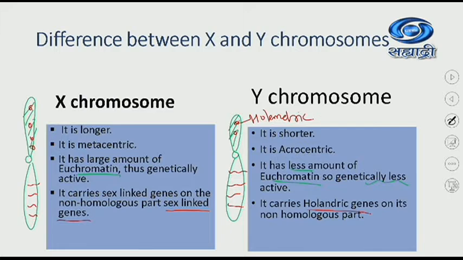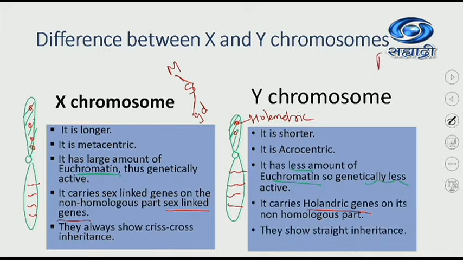Usually, sex-linked genes show crisscross inheritance. Crisscross: in one generation it will be with the mother, then it is given to the son, then to the son's daughter, so we'll call it the granddaughter. So crisscross inheritance, but Holandric genes show straight inheritance. Father will give the genes to the son because only males have Y chromosomes, but X chromosomes are present in both males and females. So students, a 2 marks question can be asked on this topic. Differentiate between X and Y chromosome.